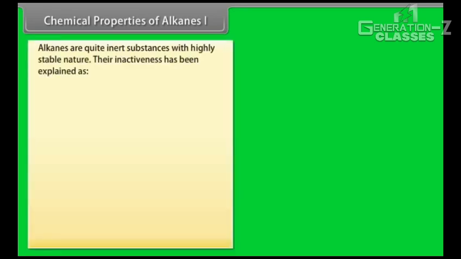Chemical properties of alkanes, part 1. Alkanes are quite inert substances with highly stable nature. Their inactiveness has been explained as follows. Number 1.